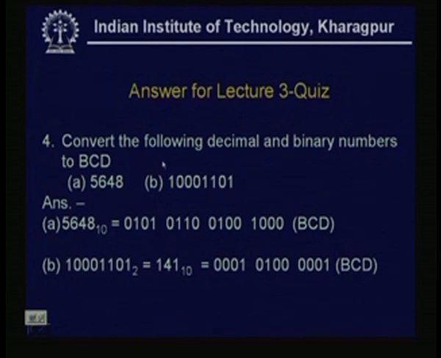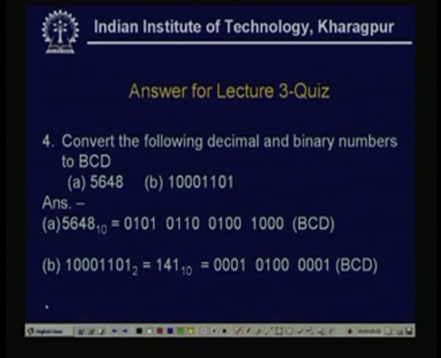The last question was the conversion of decimal and binary numbers to binary coded decimal, the BCD value. The first number was 5648 in decimal. The way we have defined binary coded decimal, for each decimal digit we take 4 binary digits. So 5 is 0101, 6 is 0110, 4 is 0100, and 8 is 1000. So this is my BCD.